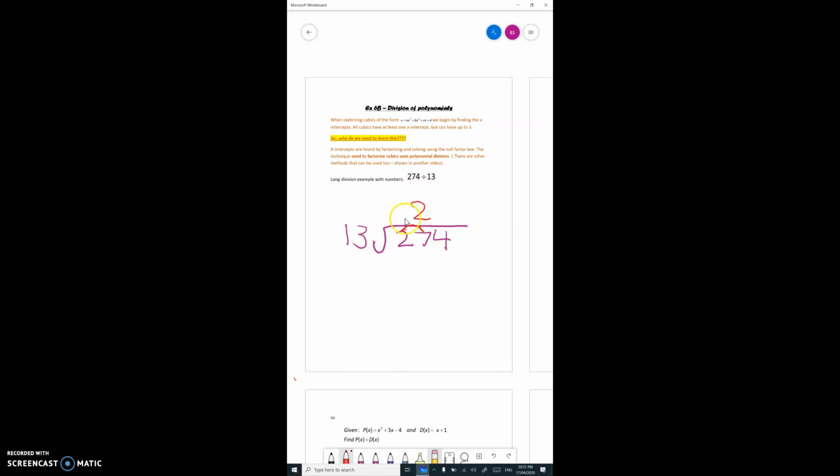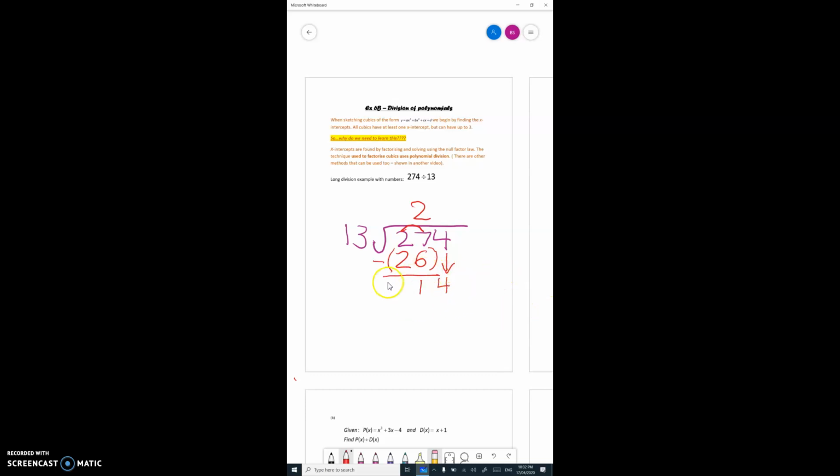Once we write the 2 up the top, we then do our check. And our check is taking this number, timesing by this number here. So 2 times 13 is 26. And we then always subtract it. So 27 minus 26 gives us 1. Now, you'll notice we just have one number here. We like to have 2 numbers on each line. So what we're going to do is bring this 4 down. You don't have to use arrows, but I like to use arrows.